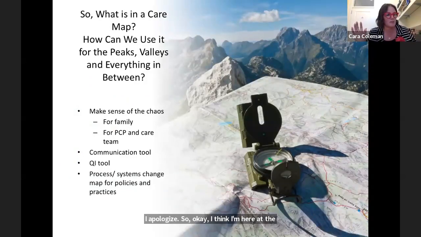Whoop. I'm hitting the wrong buttons to advance. I apologize. So, okay, I think I'm here at the end. I'm watching my time. I'm going really fast because I worried I would be too slow and late. So anyway, just to recap, and maybe I've gone too fast, if we move into questions earlier, you can tell me to go back and talk through it.